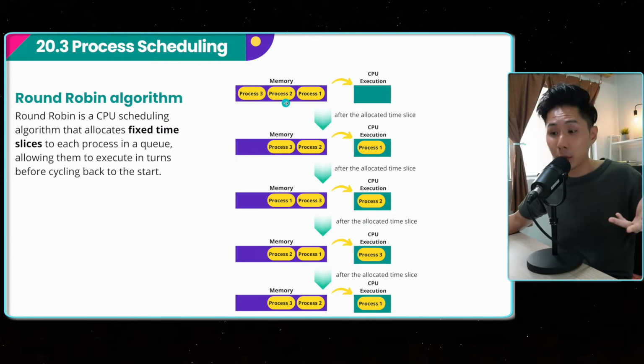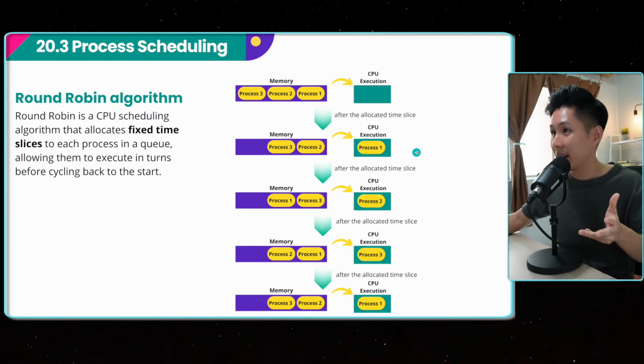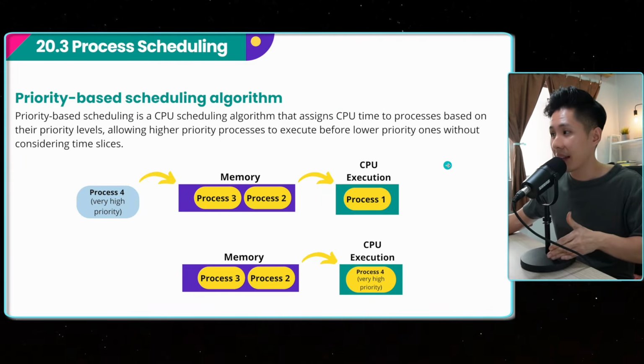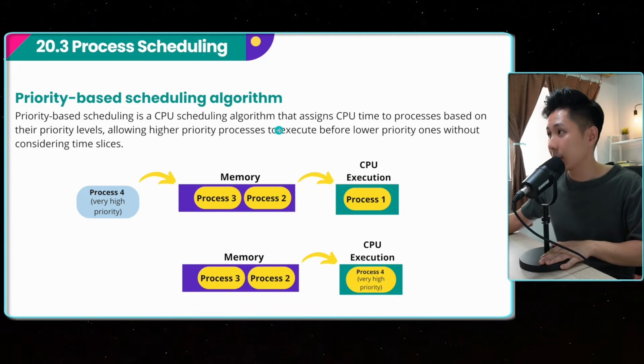So process 2 doesn't have to wait until process 1 fully finishes to run. All right. So that's how the round robin algorithm works. The other one is the priority-based scheduling algorithm. It is a CPU scheduling algorithm that assigns CPU time to processes based on their priority.